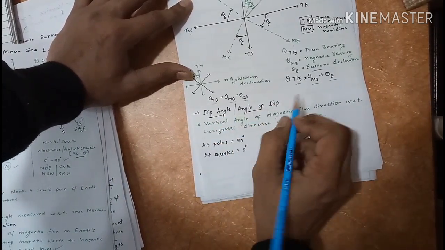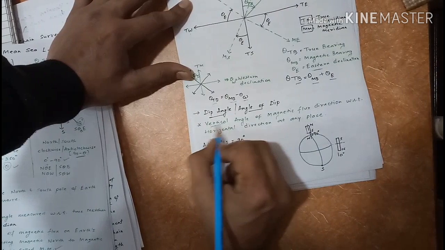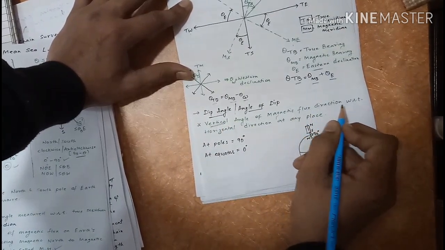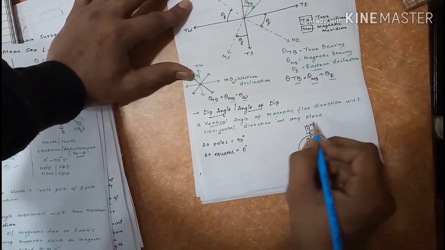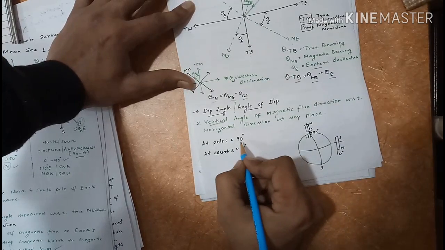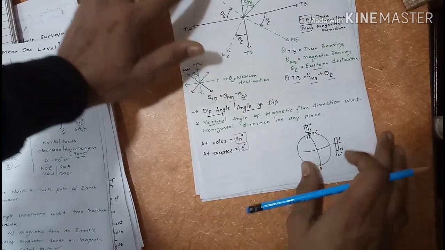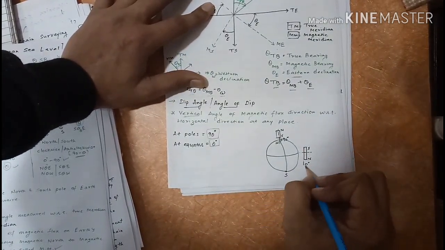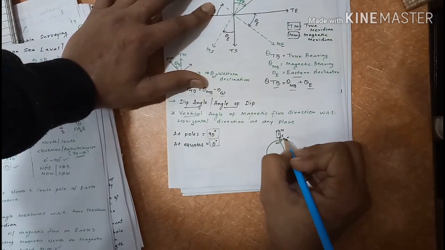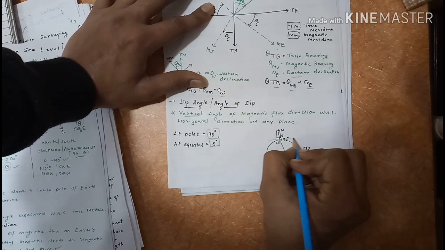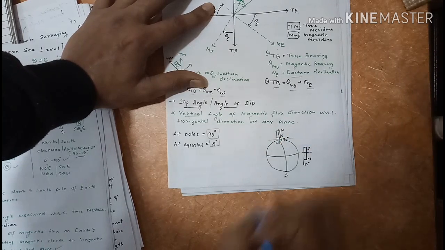Now dip angle or angle of dip. It is the vertical angle of magnetic flux direction with respect to the horizontal direction at any place. At poles it is 90 degree, and at equator it is 0 degree, like this. It is 0 degree here, and it is 90 degree here.